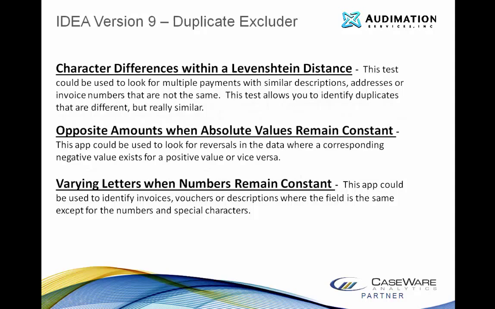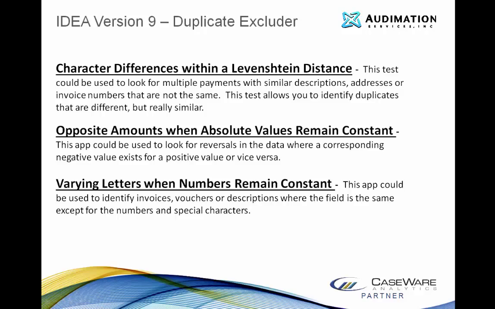Character differences within a Levenshtein distance is a test that could be used to look for multiple payments with similar descriptions, addresses, or invoice numbers that are not the same. This test allows you to identify duplicates that are different but really similar. Opposite amounts when absolute values remain constant could be used to look for reversals in data where corresponding negative values exist for a positive value.